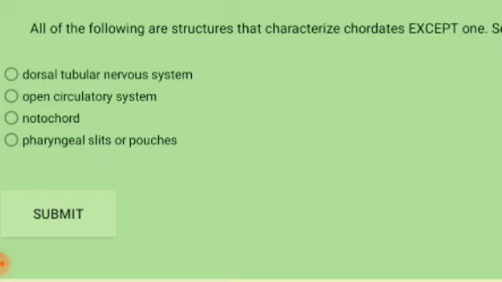All of the following are structures that characterize chordates except one. Option A, dorsal tubular nervous system. Option B, open circulatory system. C, notochord. D, pharyngeal slits.